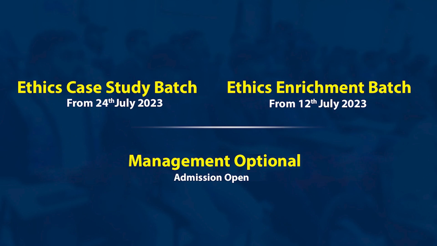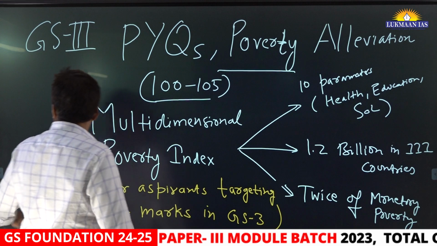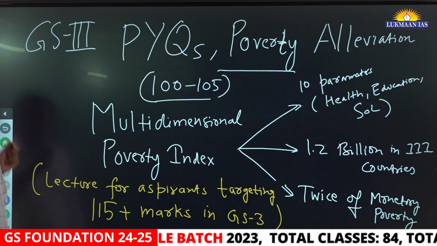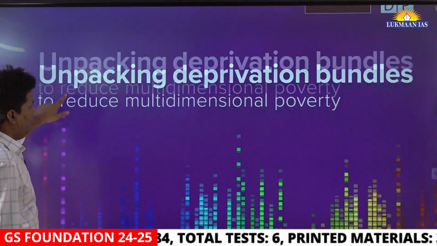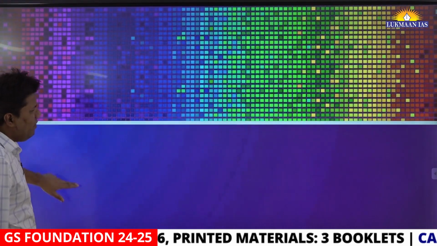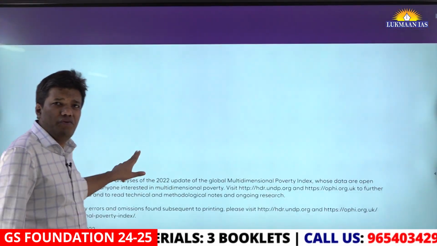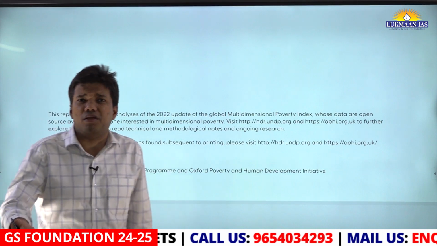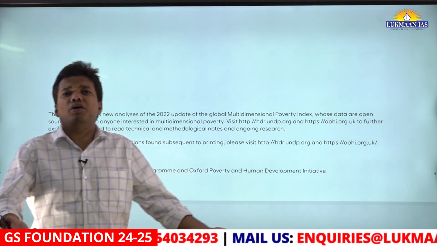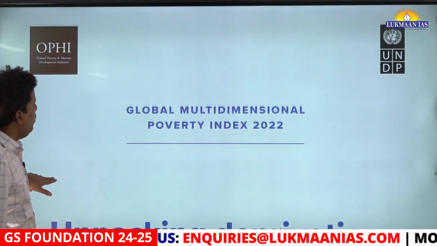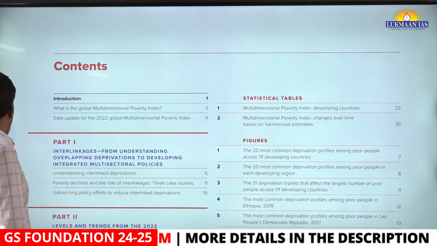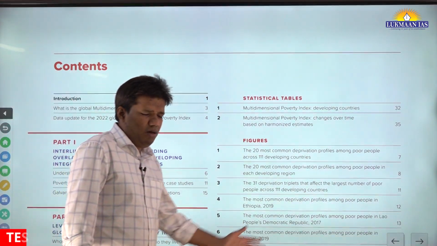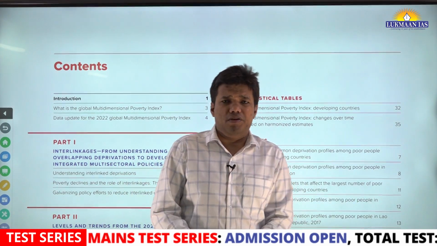So let us start with the Multidimensional Poverty Index. First let me show you the report, right? So this is the report, okay? It's hardly 40-45 pages. There are many diagrams, but there are many wonderful ideas in this report, which you can put not only in your GS3 mains and GS2, but also you can write an essay using it. And every year, UNDP and the Oxford Poverty and Human Development Initiative publish this report, right?